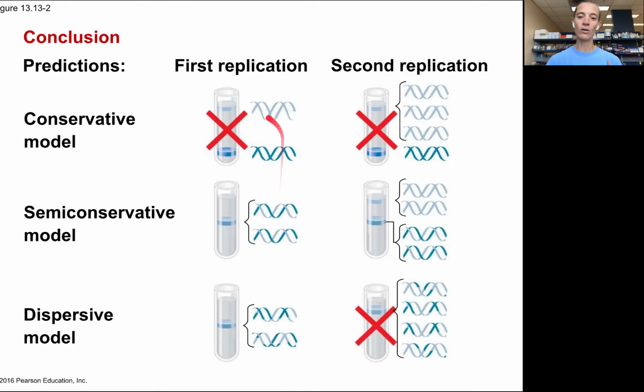Well, we had already discovered that the conservative model did not work. Now we were left with these two other models, and what we saw is that there are two bands that showed up, one that was identical to the first replication one, and the other one that was lighter. So the only way that you can explain this is because for each of the daughter cells you will have a semi-conservative replication.